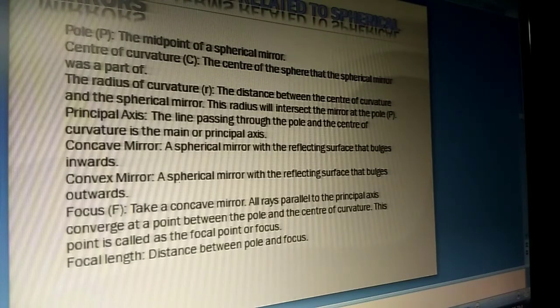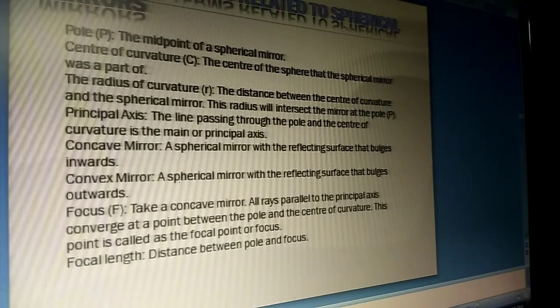Now, radius of curvature: the distance between the pole of the mirror and the center of curvature of the spherical mirror is known as the radius of curvature. The pole of the mirror is designated by capital P, the center of curvature by capital C, and the radius of curvature by capital R, and the distance will be designated by small r.